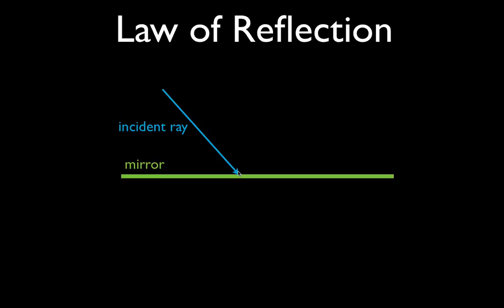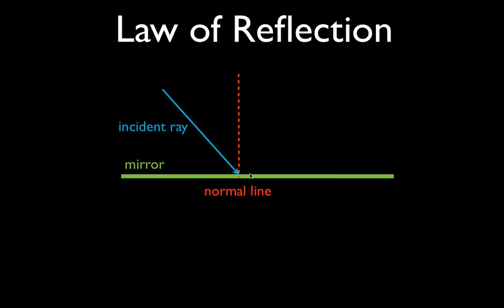Now the next thing is we want to draw what we are going to call the reflected ray. But whenever we have a problem like this, before we can draw the reflected ray, we have to draw a very special line, which we call the normal line. The normal line is perpendicular to the mirror. It makes a 90-degree angle with the mirror.